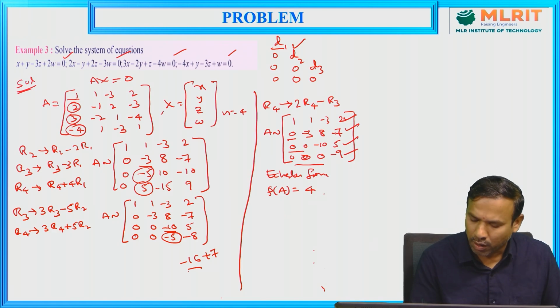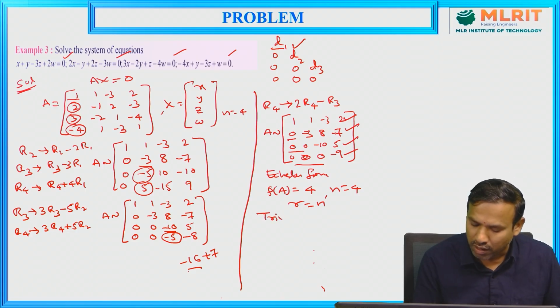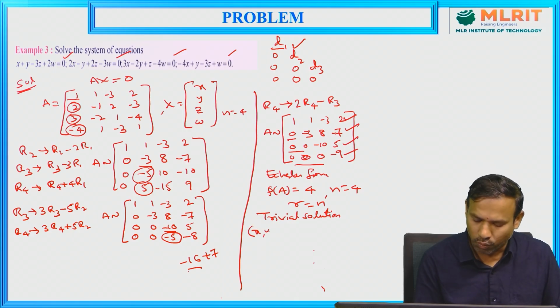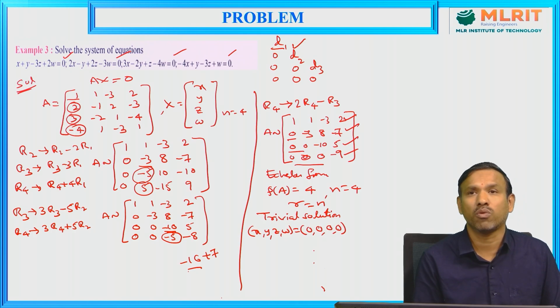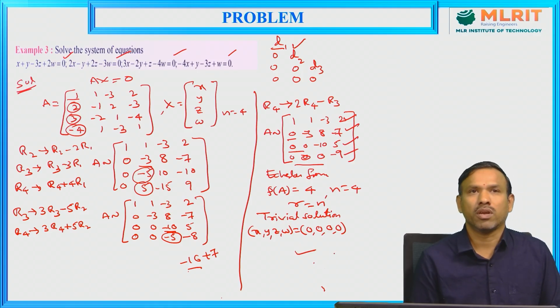But how many unknowns? Unknowns are also 4. What is the case here? R is equal to n. First case: rank is equal to the number of unknowns. Then the system will have the 0 solution, which is called the trivial solution or unique solution. Whatever you say, that's the same. It means all variables are equal to 0, that is x, y, z, w. Trivial means 0. x is 0, y is 0, z is 0, w is equal to 0. No other solution will exist as per the rank properties. So this is the solution of this system.